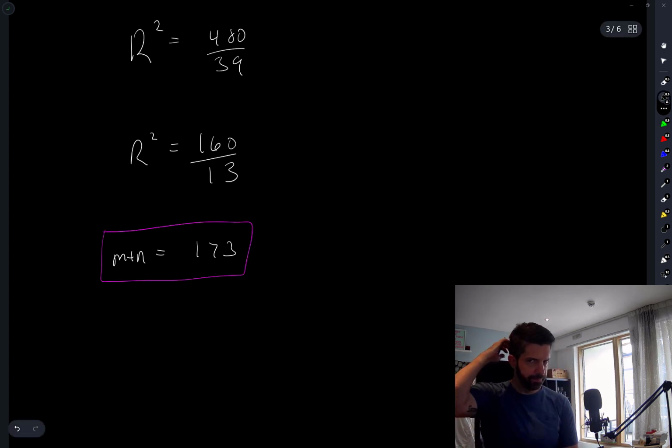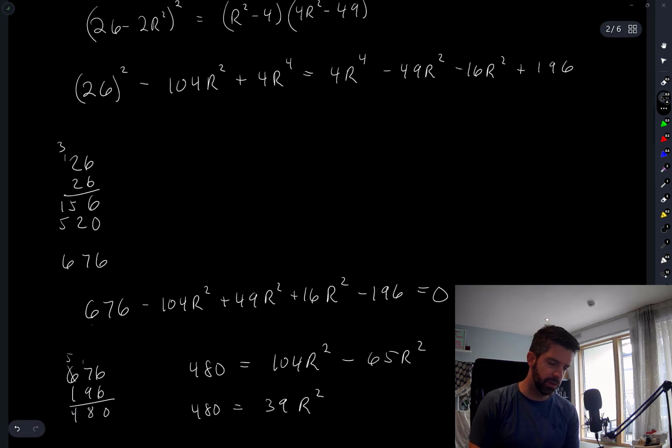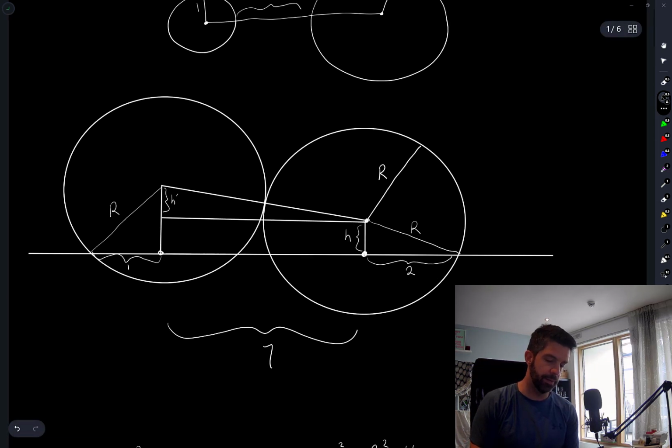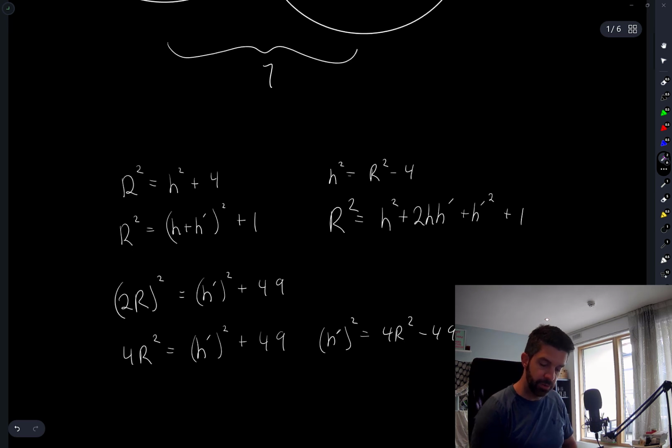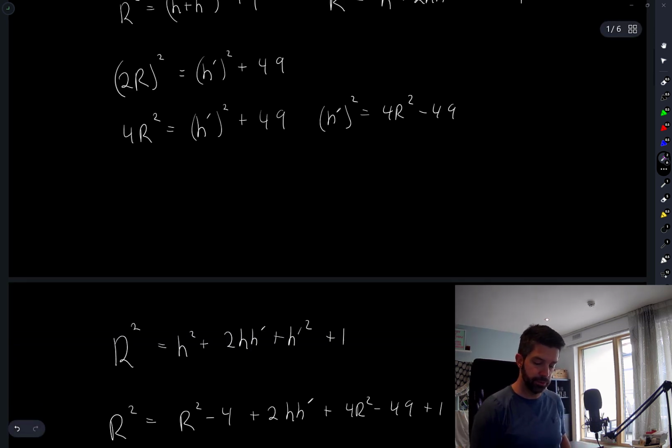I'm fairly confident that I've set this problem up in a way that leads it to being solved. I basically have three variables, capital R, h, and h prime. And I have three triangles where I can write down a Pythagorean theorem for that, a Pythagorean theorem for that, and a Pythagorean theorem for that. So that's three equations, three unknowns, in theory can be solved. And as long as I did the arithmetic and algebra correctly, this should be the right answer.